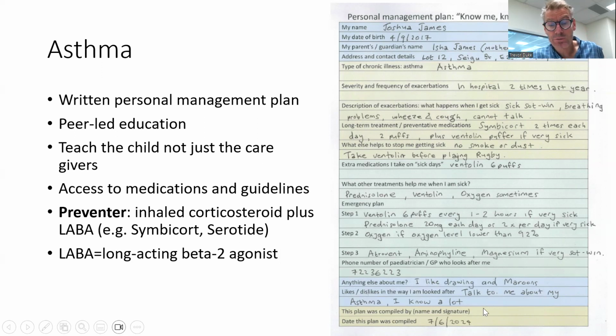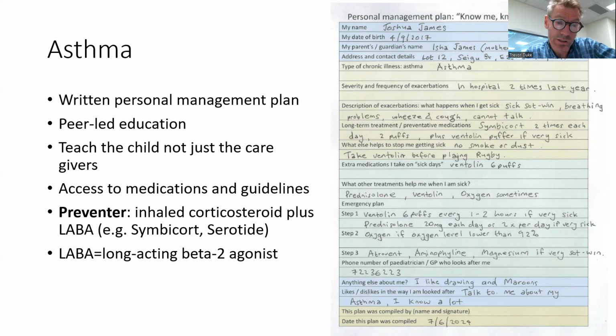And many children with asthma, by the time they reach this age, this boy is 7 or 8, will have a very good understanding of their asthma, and they can learn about it. And I think that a lot has advanced in the management of asthma in the last few years, particularly the understanding that preventative therapy in children with moderate or severe asthma can be very effective.